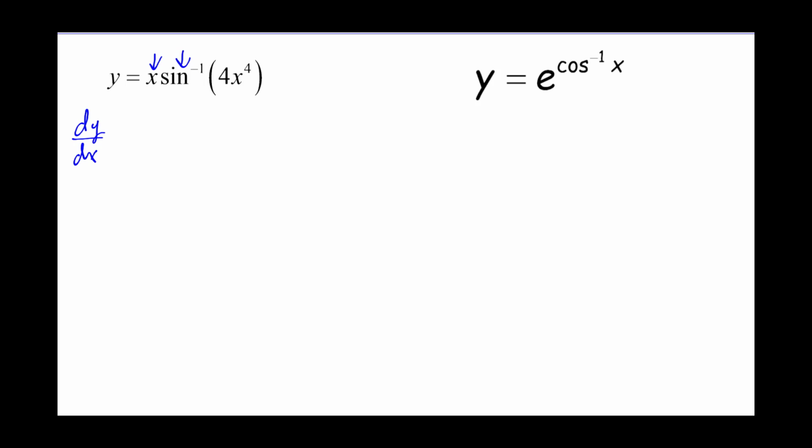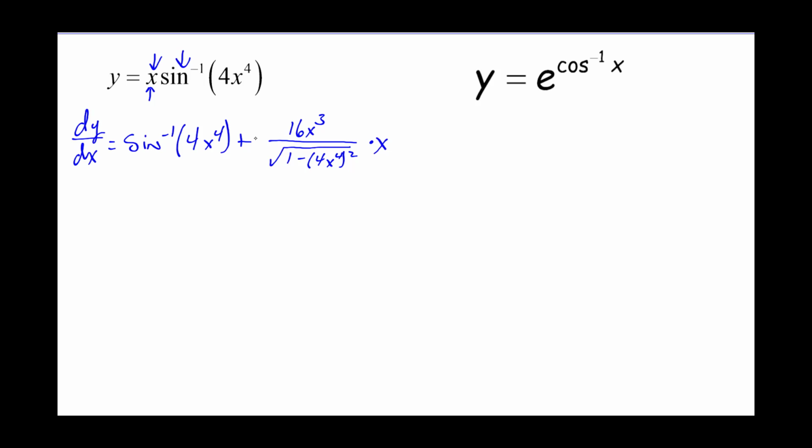So we say dy/dx is equal to, well, the derivative of x is 1. So I would say, okay, it's 1 times the inverse sine of 4x to the 4th, plus the derivative now of this one. Remember it's u prime on top, so it's 16x to the 3rd over the square root of 1 minus 4x to the 4th, squared, times this x here. Don't forget this x, which of course is your product rule.